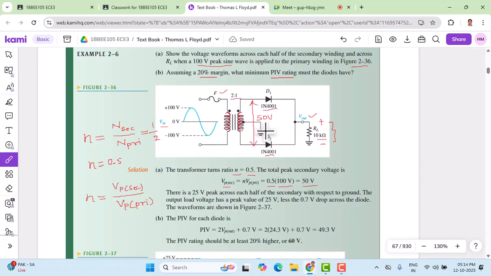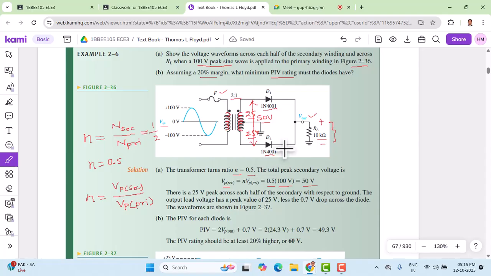But here this is a center tap transformer. So the total peak secondary voltage that we have gets equally divided, assuming that this is exactly at the center tap. So here we will have 25 volts in the upper part, and the lower part will have 25 volts. The 50 volts gets divided equally between the upper and lower parts.